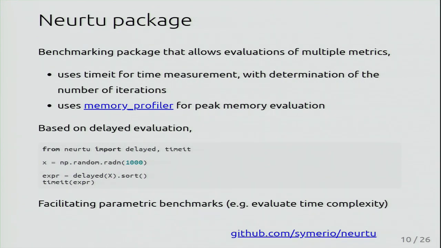So essentially, here we want to do sorting of a NumPy array. We create the NumPy array, we apply the delayed function on it, and then we apply the sort attribute. Now this doesn't actually evaluate anything until we call the compute method. So this means that we can pass this expression without evaluating it to some evaluation function and repeatedly evaluate it as many times as necessary. This facilitates parametric benchmarks because we can nicely just pass some parameter to sort or any other function inside of this expression.